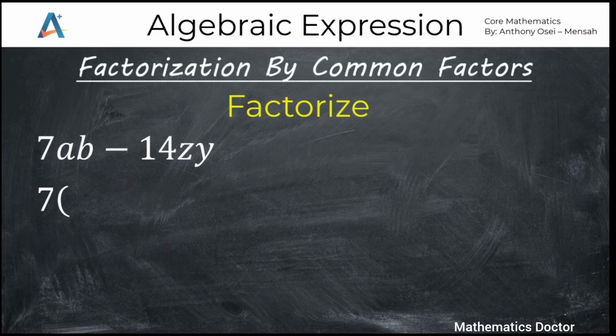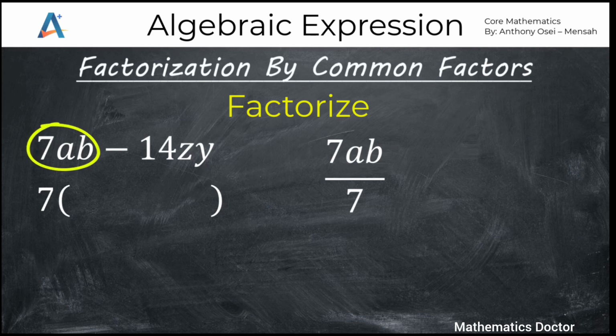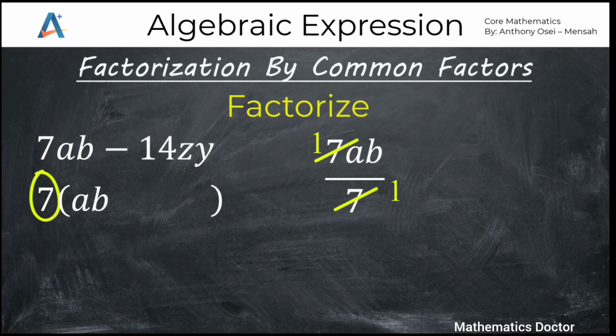We open and close the bracket. The variables do not have any factor. That is why we don't consider the variable. But in the next video, we'll consider variables. So 7 will now divide 7ab. So the term 7ab divided by the common factor 7. 7 into itself is 1. And 7 here is 1. So remaining with ab. So we will replace ab here.